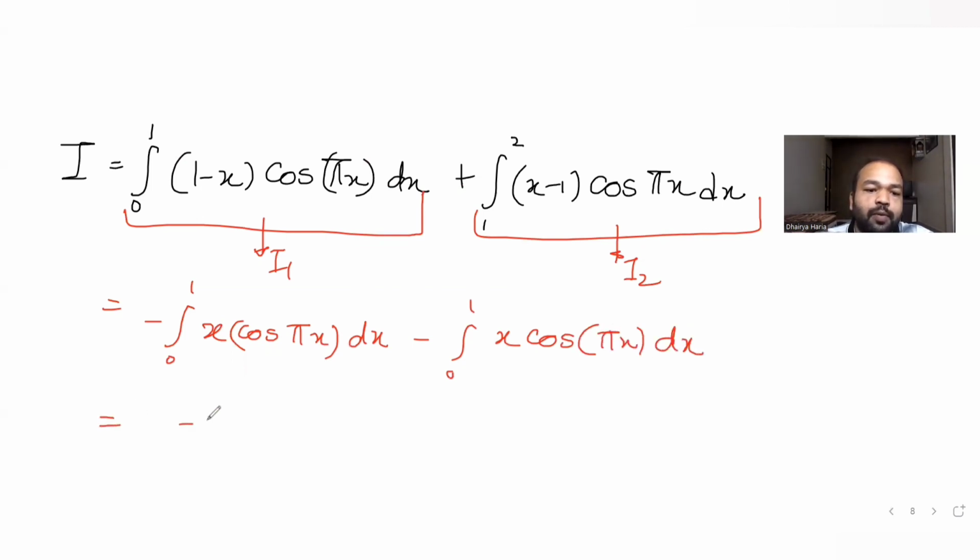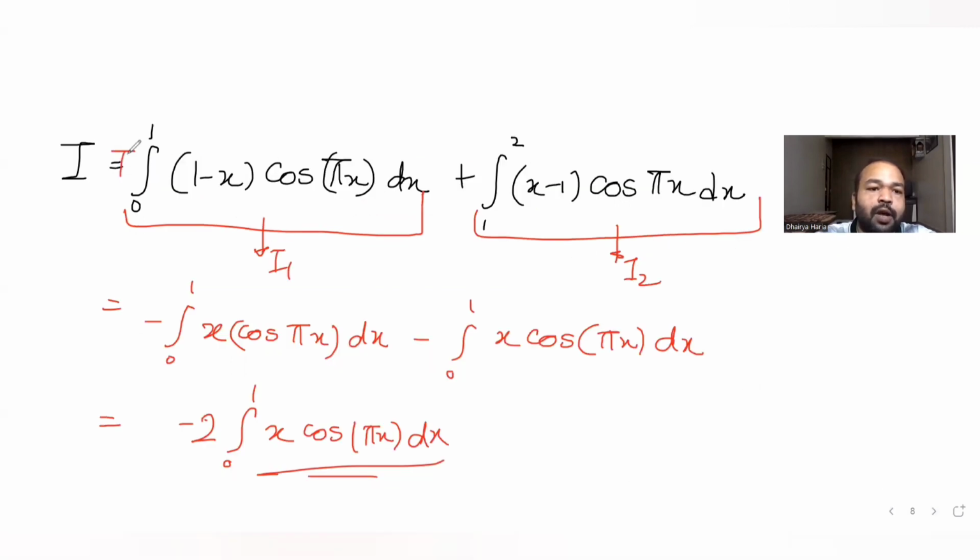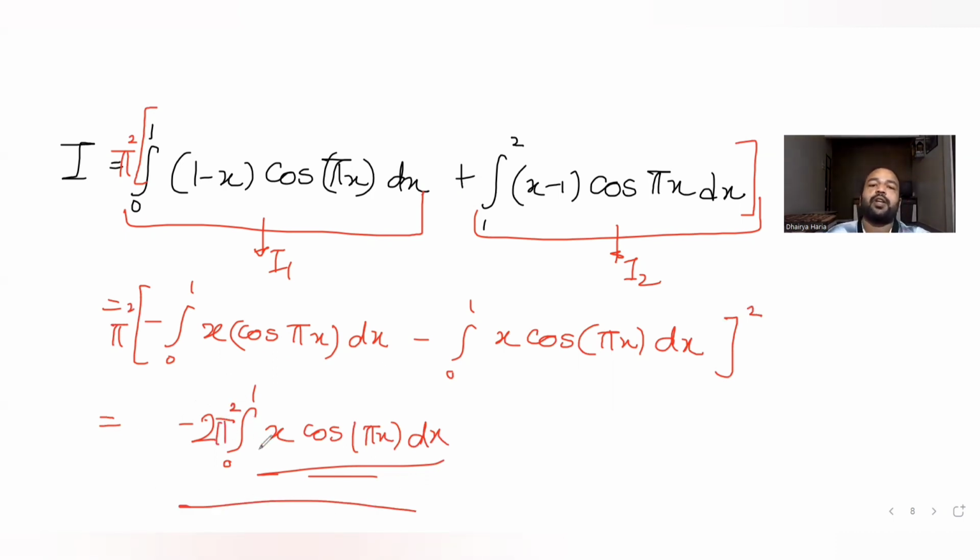So both of them become minus, both of them are the same idea, so it becomes minus 2 times the integral from 0 to 1 of x cos pi x. Now this is the entire value of I. But we missed the pi square, so I should multiply that pi square throughout. If I write that pi square here, it makes it minus 2 pi square. So we just need to figure out the value of the integration and then multiply this with minus 2 pi square.